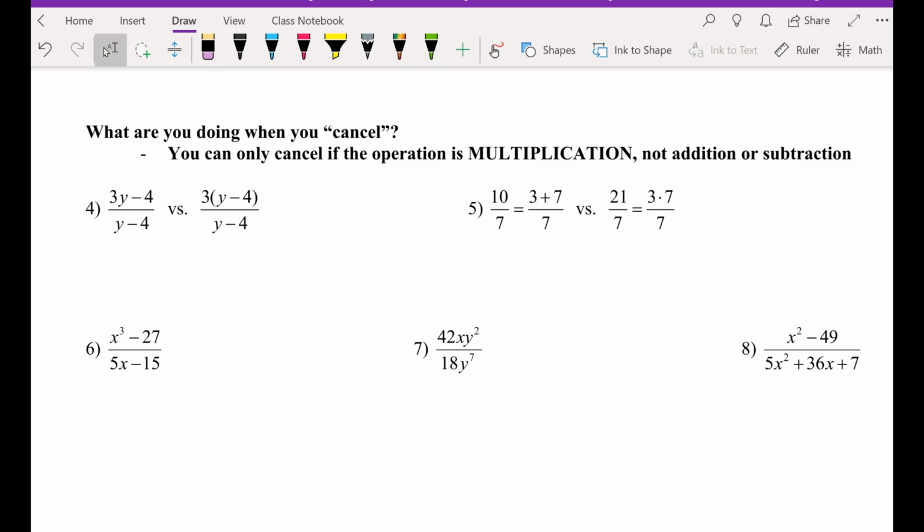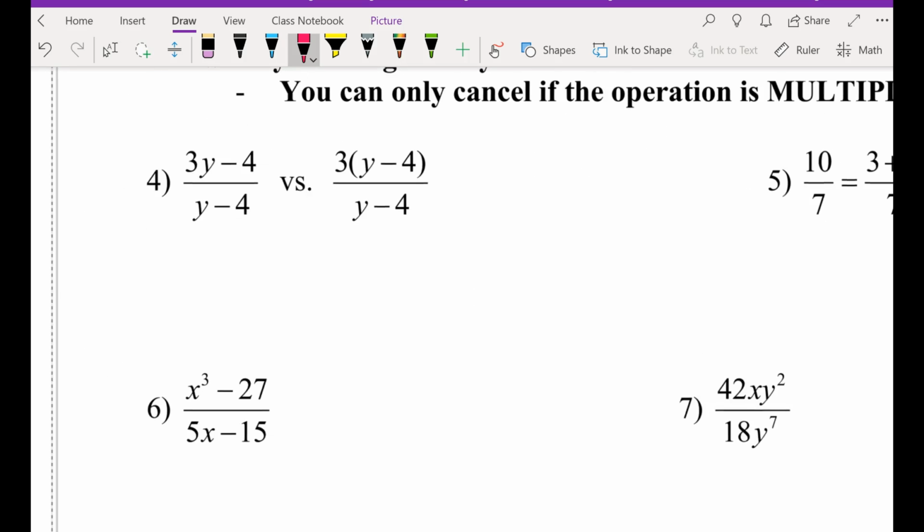Ready? This is always a confusing topic for some of us. 3y minus 4 divided by y minus 4 versus 3 times the quantity of y minus 4 all over y minus 4. Okay, I'm going to do this, and then you tell me if it's legal or not legal. The answer is 3. Oh, there you go. That's not correct. That is illegal. Is that right? Can I do that?